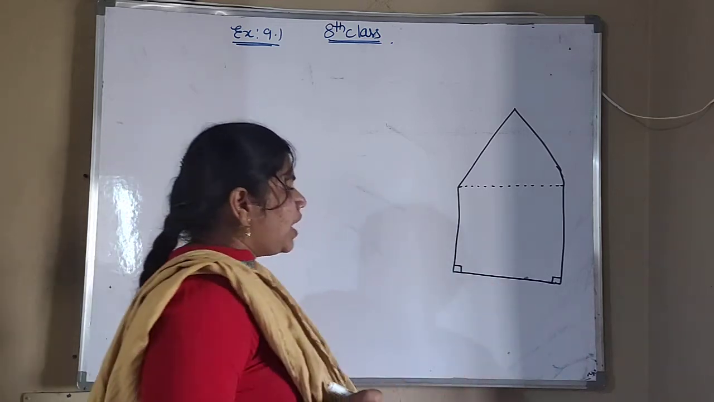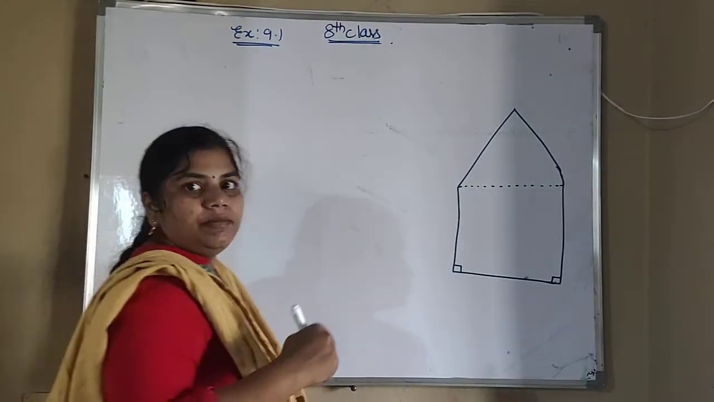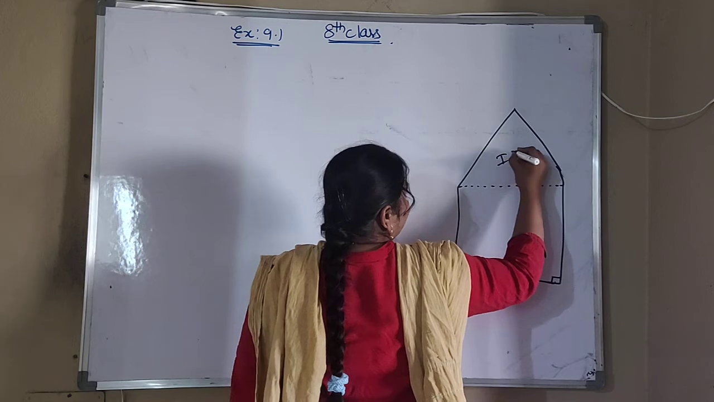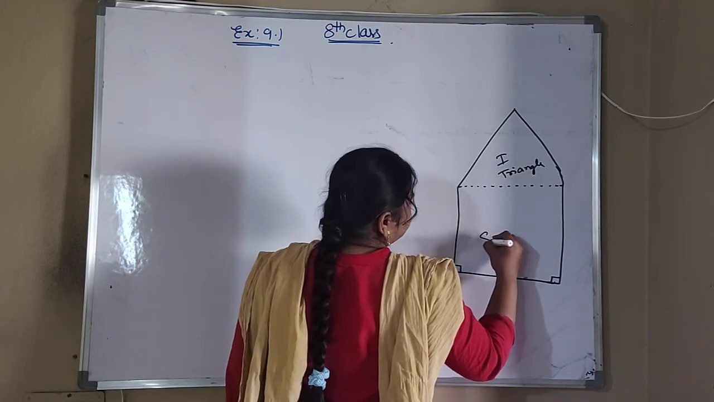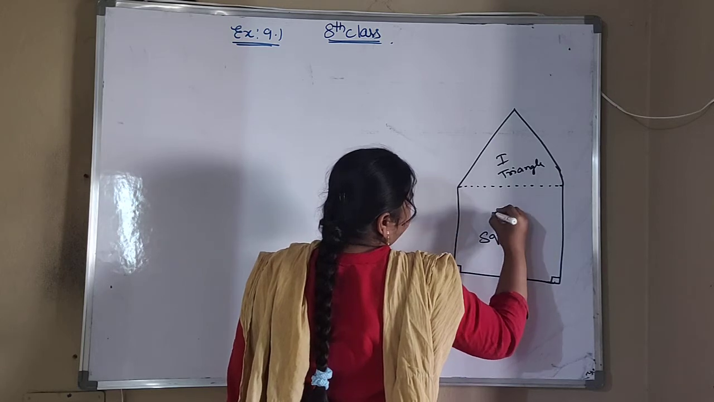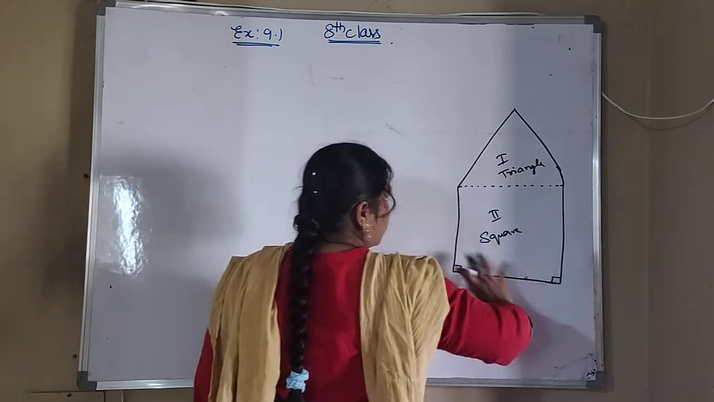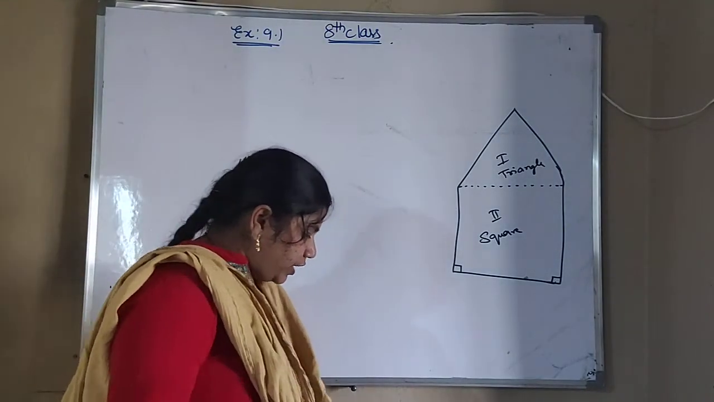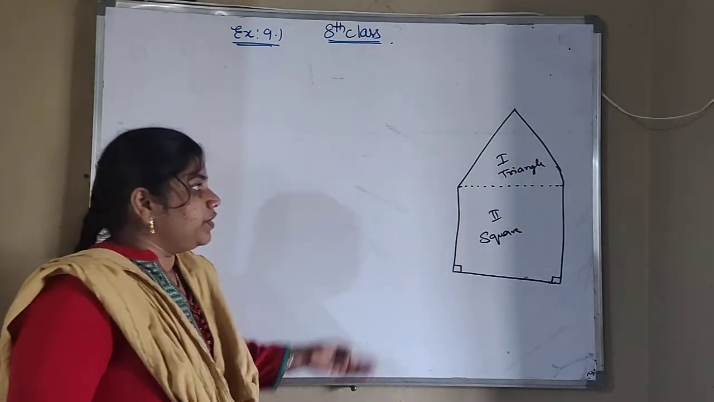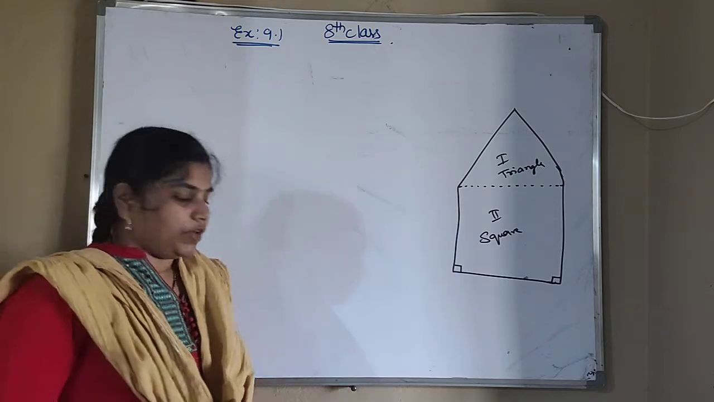So now it has been divided into two parts again. This is the first part, that is a triangle, and the second part is a square. So for finding the area of this whole figure, we have to find the area of a triangle as well as the area of a square.